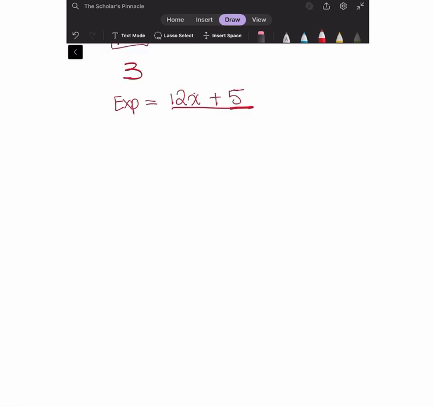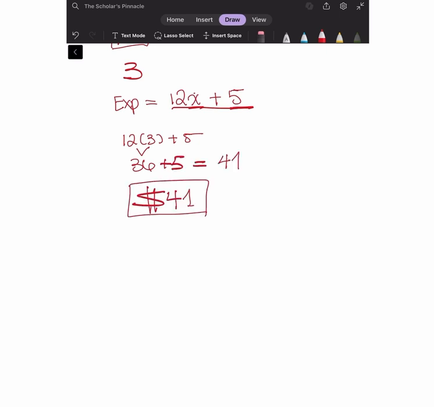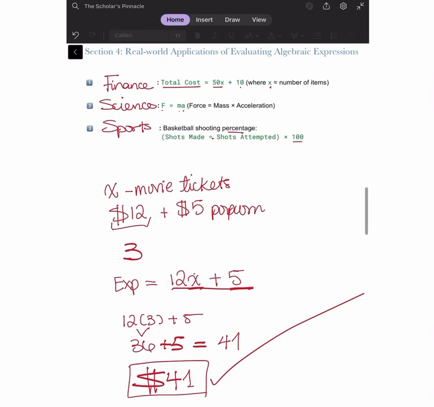Let's proceed. Next, we're going to replace the variable x with 3 because 3 is the number of tickets that you bought. Next, you multiply parentheses and 12. So 12 times 3 equal to 36. You have 36 and you add $5 to it. Bingo! You spent $41. This example shows you, in addition to the other real-world applications, that algebra exists everywhere in real life.